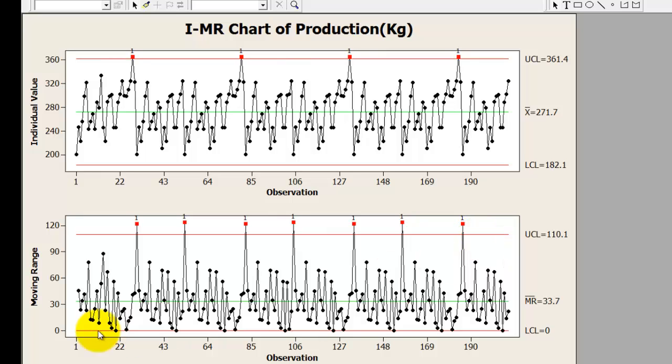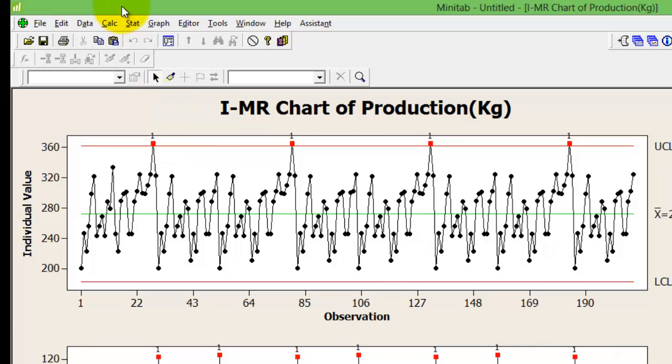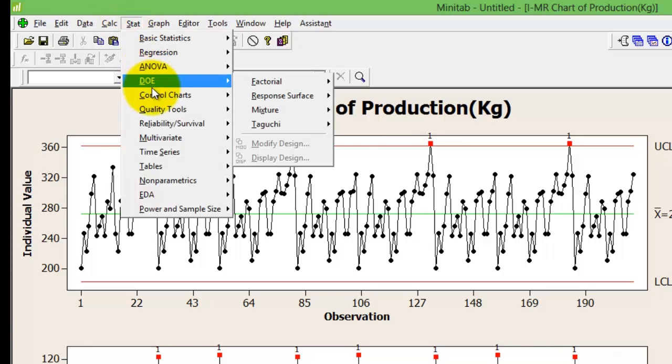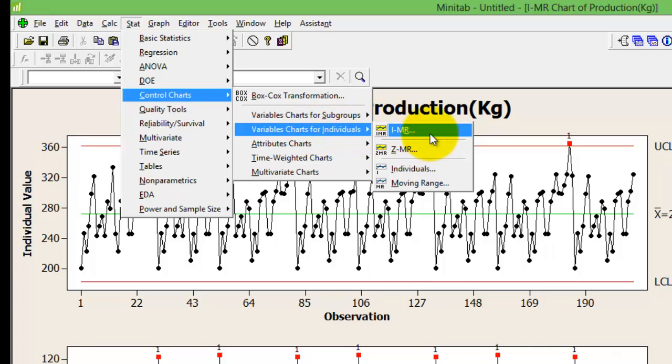If you can see within your data, you don't have any additional red points. All the red dots that you have, you already had. This is a point where data has moved outside plus minus 3 standard deviation. Fair? So the IMR chart will lie under Stats, Control Chart, Variable Chart for Individual, and IMR.